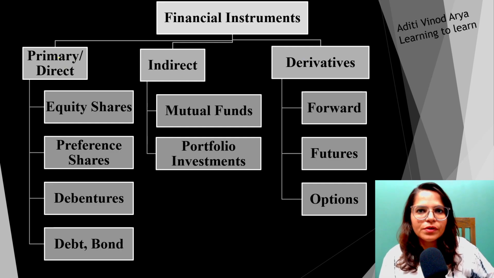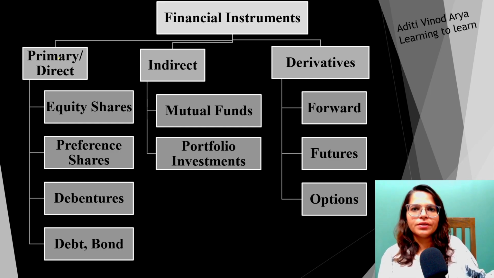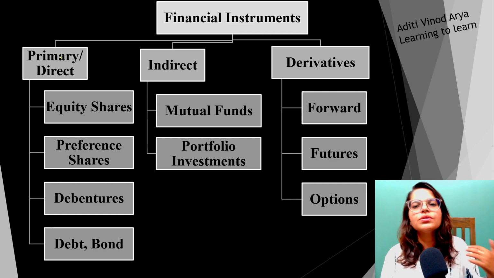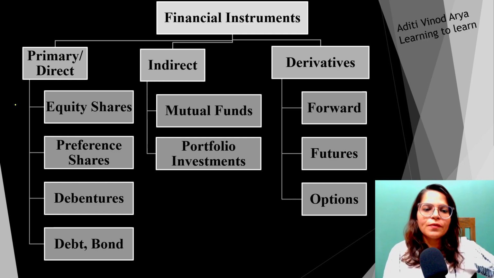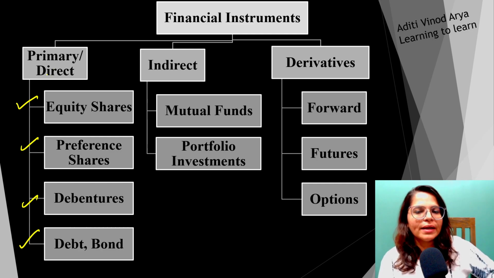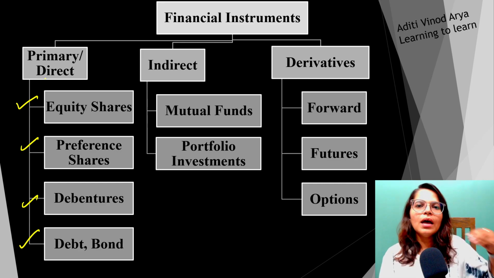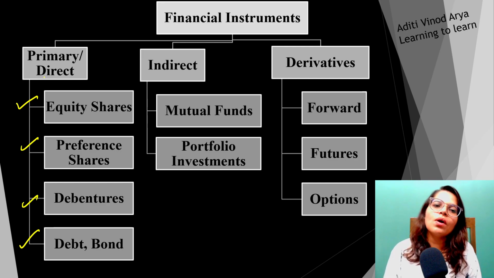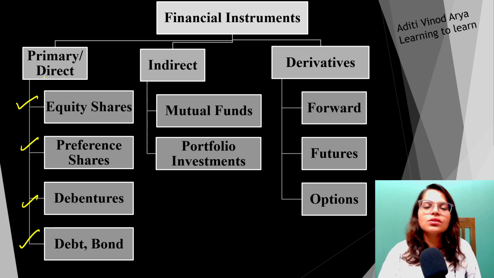Primary or direct refers to the origin, like equity shares. Equity shares are related to a company. A particular company issues equity shares, preference shares, debentures, bonds, and so on. So if I am able to find the source of my securities, then that would be primary or direct, and I'm going to directly purchase it either from the company or from another person, but I am the direct shareholder, or the direct investor in that particular company. That is why it is called a primary or a direct financial instrument.